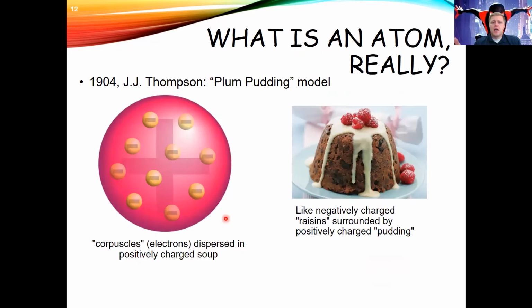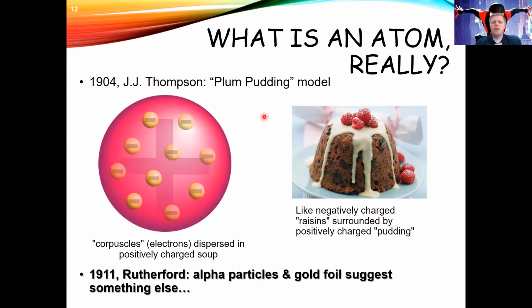So then J.J. Thomson, a Brit, he thought, well, maybe the atom looks like a plum pudding. So in a plum pudding, you have raisins suspended in the pudding here. And he thought maybe you have electrons suspended like these raisins in a big positively charged blob.